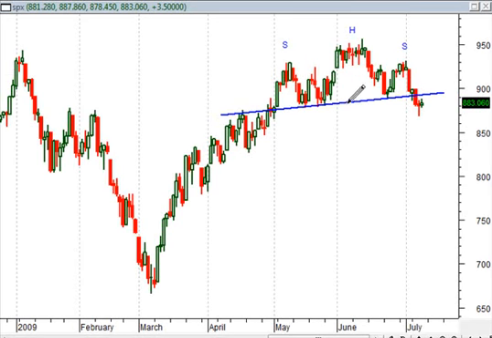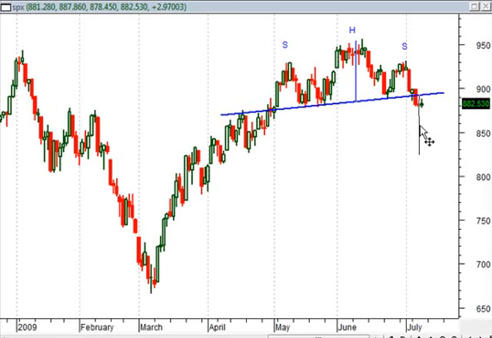So the first thing we would do is measure the distance from the neckline to the top of the head. So if we do that, I'm just going to draw a line from the neckline to the top of the head with my little drawing tools in my charting application. This is the same thing that you can do on your own. Now I'm going to take that line, I'm going to drag it to the breakout.